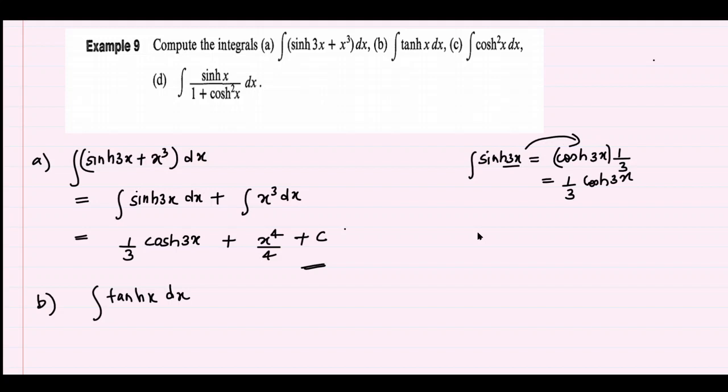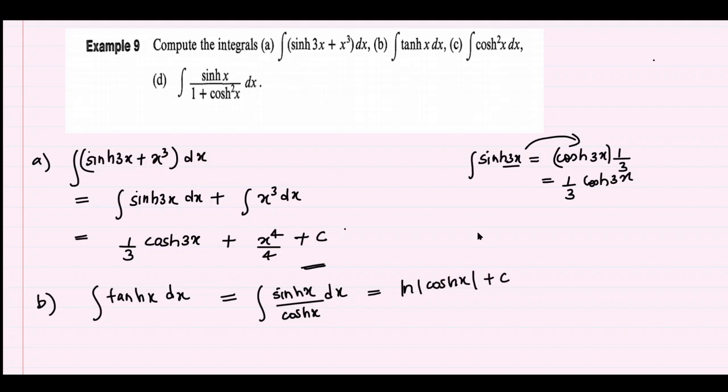We have to integrate this. So we know that tanh x is sinh x by cosh x, dx. Again, they are hyperbolic functions. This type of integration is easy to do because the derivative of cosh x is sinh x, which is in the numerator, and usually the integration will be log modulus of cosh x plus c. But cosh x is positive.